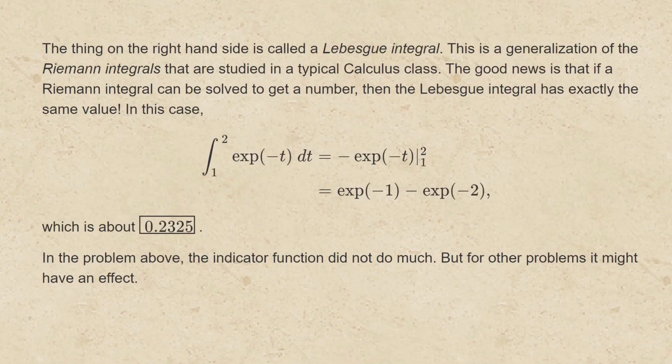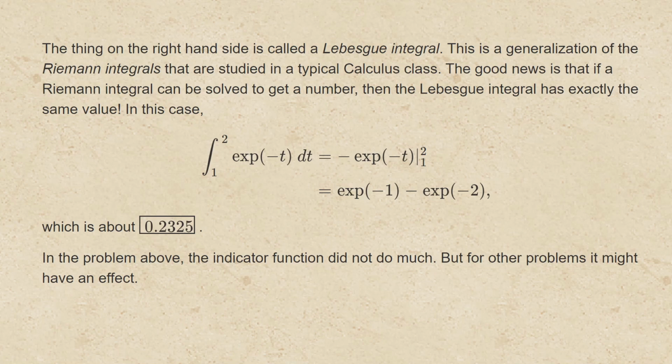Now the thing on the right-hand side is called the Lebesgue integral. This is a generalization of the Riemann integrals that are studied in a typical calculus class. The good news is that if a Riemann integral can be solved to get a number, then the Lebesgue integral has exactly the same value.